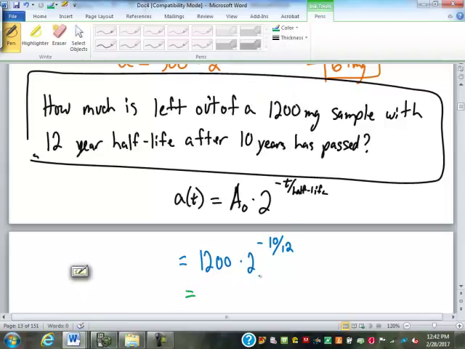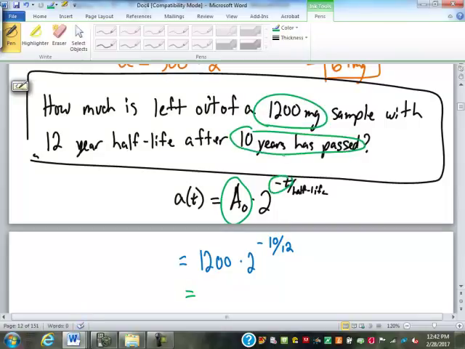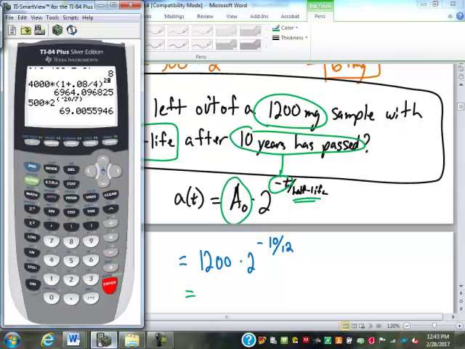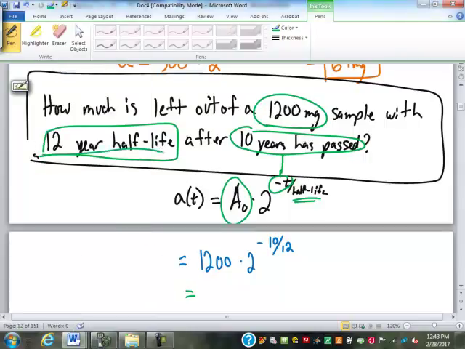Hunter, do you see how those numbers are going in? This is the initial amount, so that's the 1200 milligrams. T is the time it's passed, so that's 10 years. And of course the half-life is the 12-year half-life. Total? 12 is the half-life. 1200? Yeah. Yep, that's the total amount. That's the beginning amount. That's the A naught. A0, or sometimes pronounced A naught, is the beginning amount.